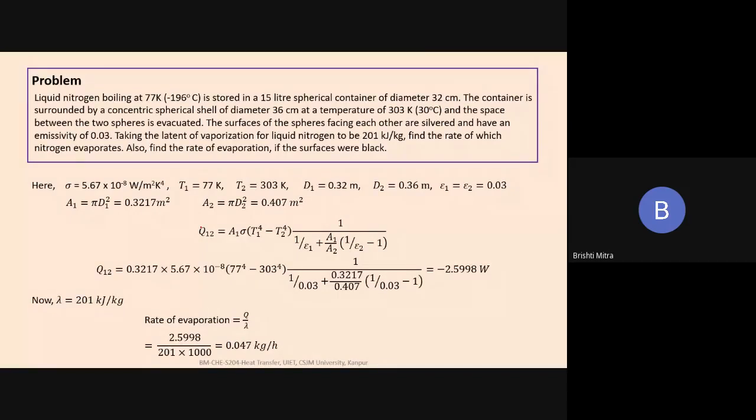So in that case, we have to minimize the amount of radiation that is happening, and we remove the air between the two layers that is there. So let us see what we have out here. Liquid nitrogen boiling at 77 K. 77 K means minus 196 degrees centigrade, is stored in a 15-liter spherical container of diameter 32 centimeter. So we have a spherical container like this, and diameter of the spherical container is 32 centimeter, and we have liquid nitrogen inside this.